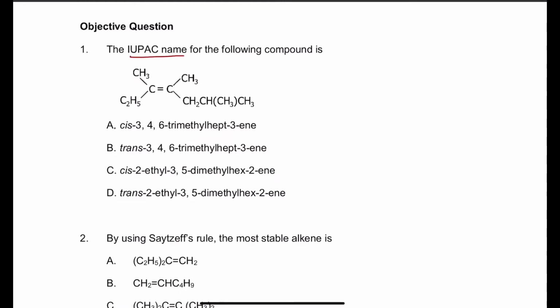So firstly, what you have to do is to count the longest carbon chain that has the functional group, the carbon-carbon double bond. So if you were to start from the top here, that will give you 1, 2, 3, 4, 5, 6 carbons in the longest chain. Please remember that a CH3 that is present in a bracket means it's a branch, right?